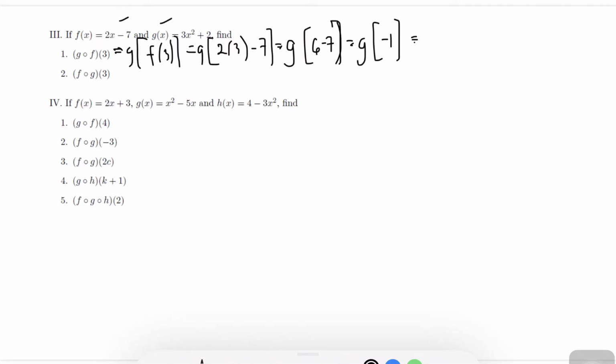So what is our g of negative 1? Let's move to g: 3 times negative 1 squared plus 2. So this will become 3 times 1 plus 2, so 5.